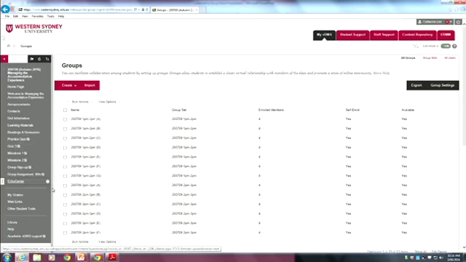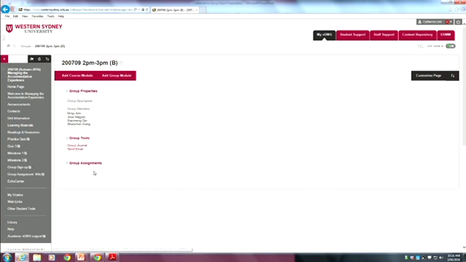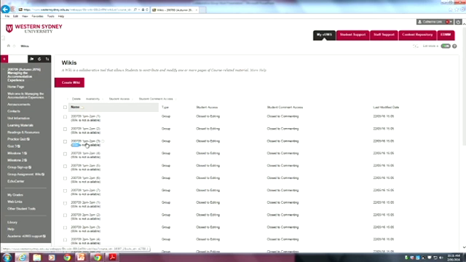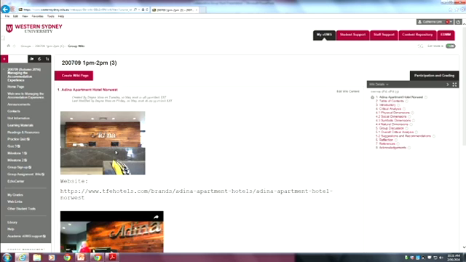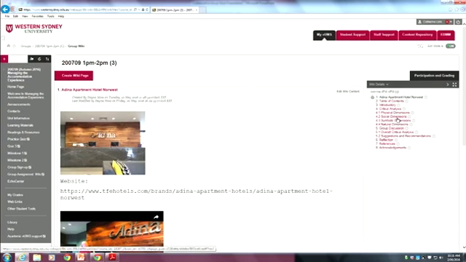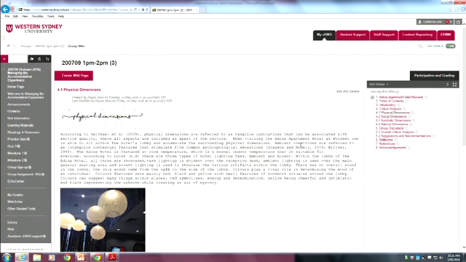Wikis, sorry. Oh, bigger. Another one. We'll try this one, see what this one's like. Hold on. Okay, and there's another one where they went to Adina and looked at the physical dimensions, took photos, all that sort of stuff.